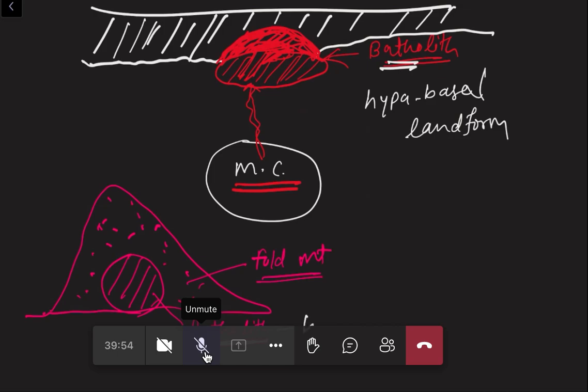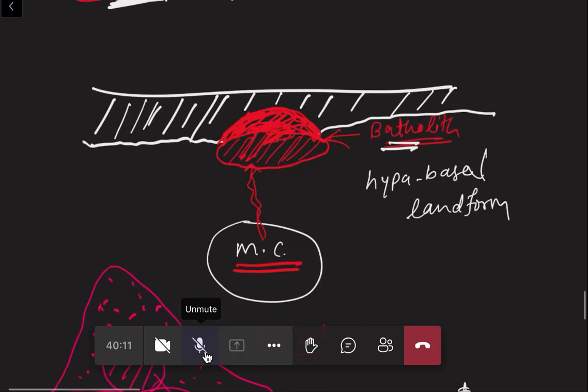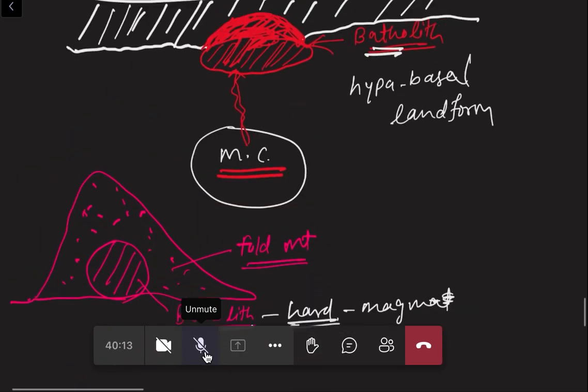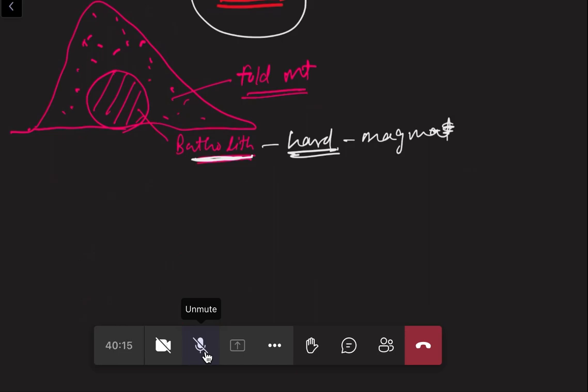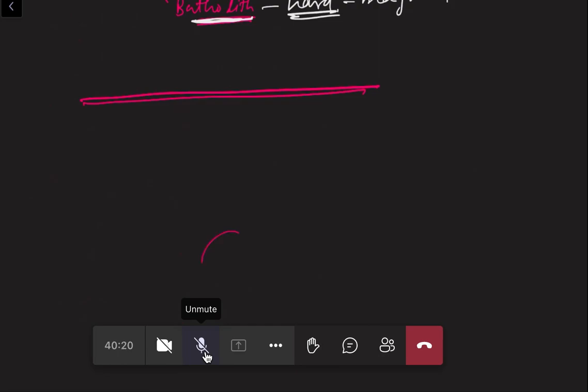So a batholith is a hard rock. It is formed because of magmatic eruption, and this magma is not able to come out of the surface. That's why they are intrusive landforms or intrusive mountains. There are other intrusive landforms also. For example, this is a land again. Lava started coming up, but it does not come out suddenly, or sometimes it comes out. But there are other forms also.